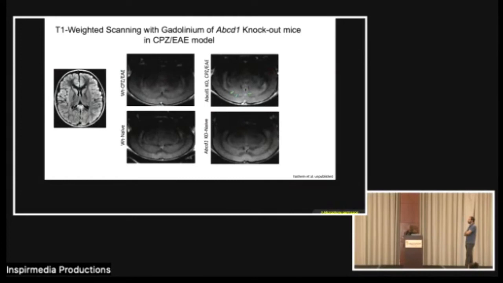This is an MRI T1 weighted with gadolinium that we did, like in human. This is a human. You see, this is a lesion in this area. And this is a knockout mice in this model. We could see the lesion here like in human. And this is a naive, no cuprizone, no EAE induction. But you see white matter, we couldn't see any lesions.